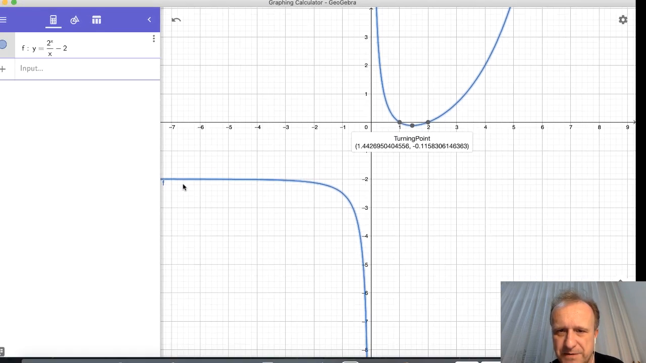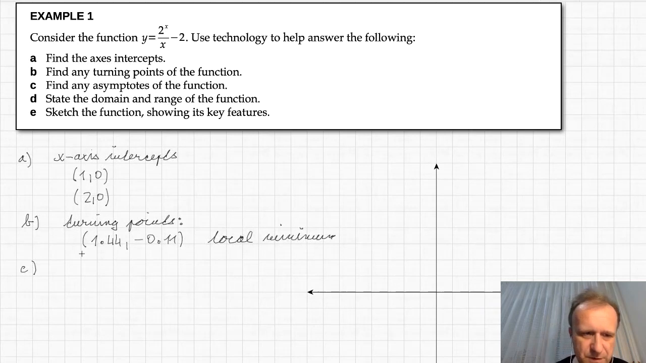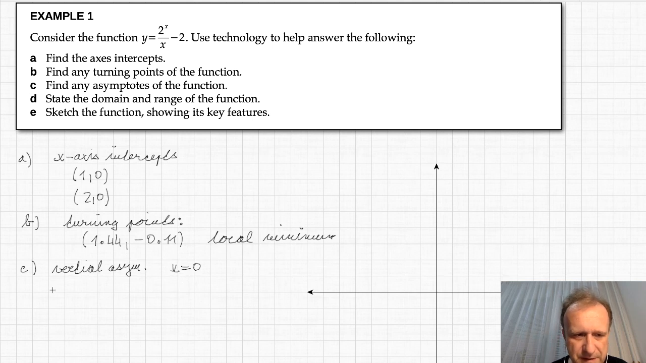So I may write it here. So there is the vertical asymptote, which is just x equals 0, so it's the line, and there is the horizontal asymptote, which is y equals -2.